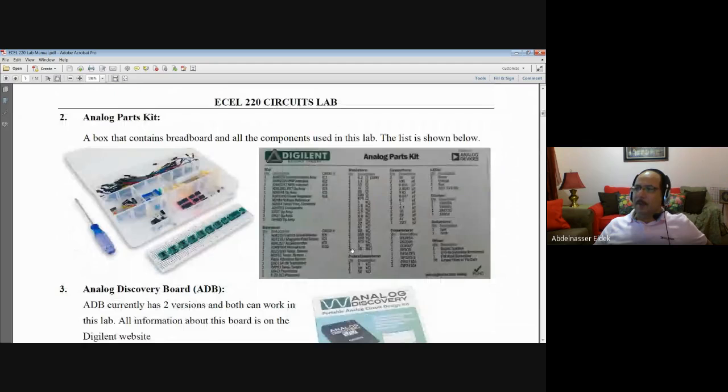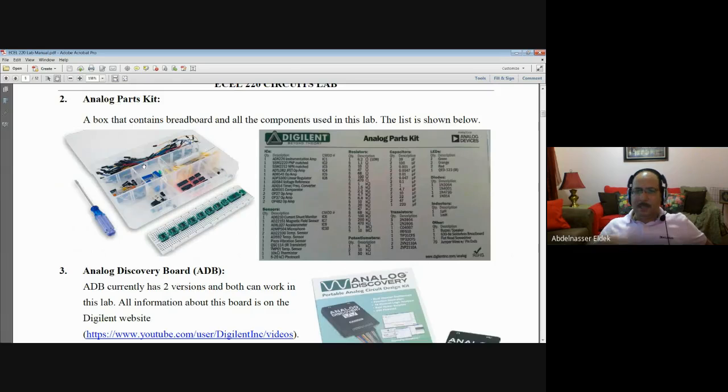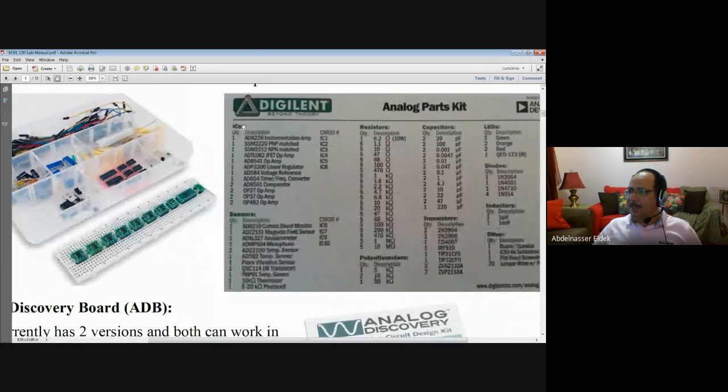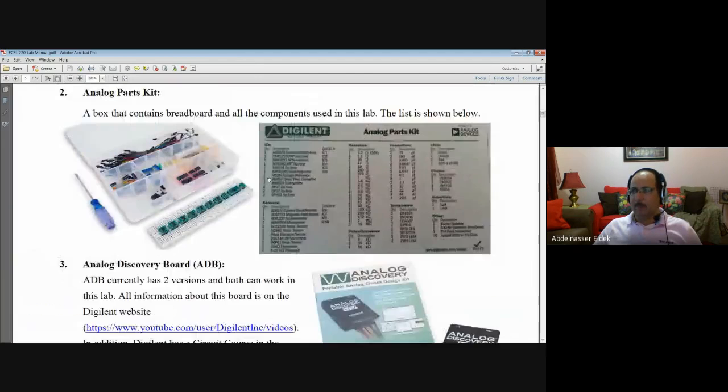Next one here is called the analog parts kit. This analog parts kit is the box that has all the equipment, tools, and components that you need in this lab. If you look at this figure, it has all the components that you need for this lab. For example, I don't know, this one is not clear, but you see here, this is IC, sensors, resistors, potentiometer, transistors, capacitors, LED, diodes, and so on. You will find everything in this analog parts kit.